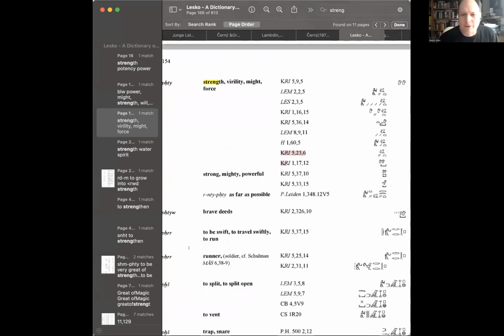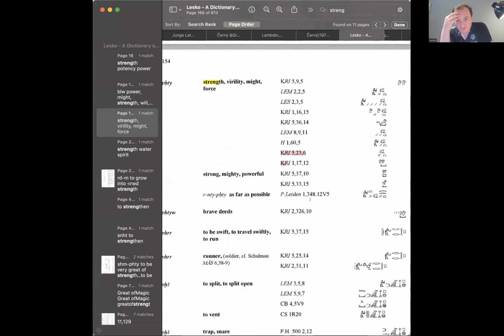So I see 4 strokes on the second line, but I don't see 2 double strokes. You're right. Is this it right here? No, that's a compound. The other one goes with neti. That's right. As far as possible. Yep, you're right.